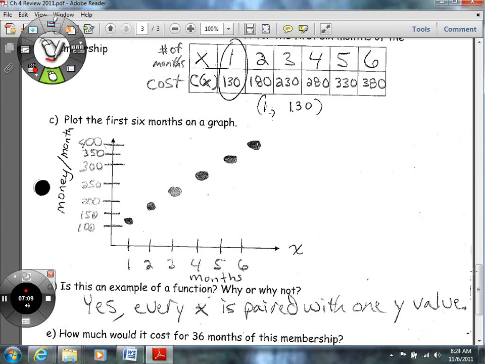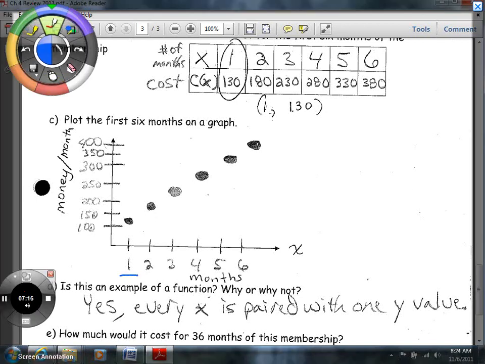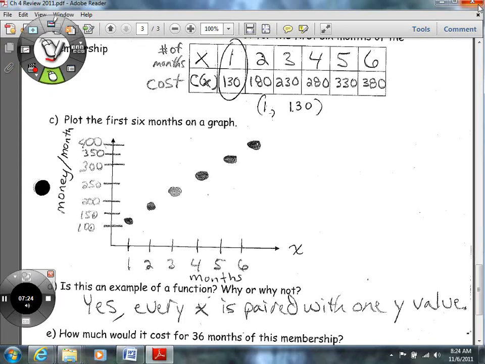Is it an example of a function? Absolutely, because every time you have a particular x, you never are having to repeat. You don't repeat the x's. So every x is paired with exactly one y value. So definitely a function.